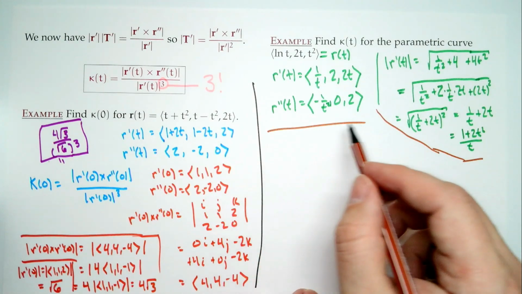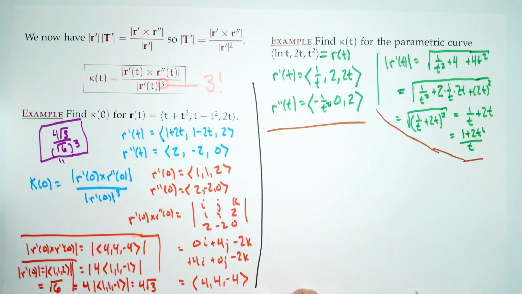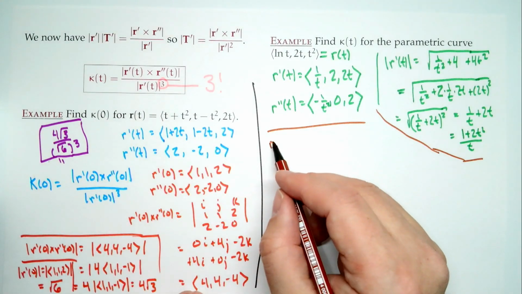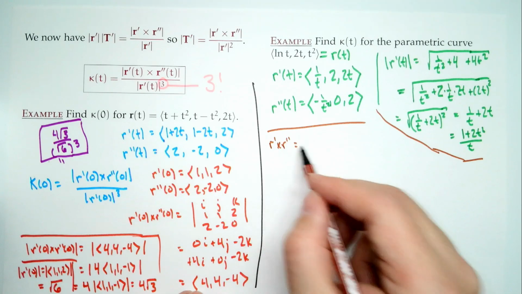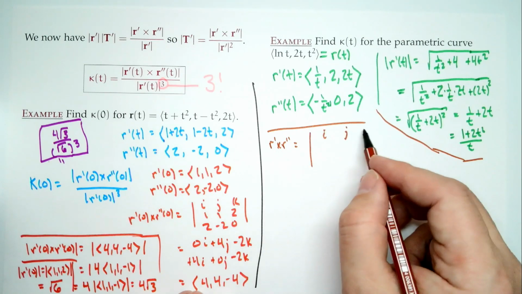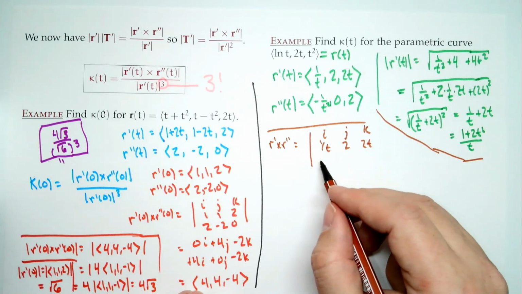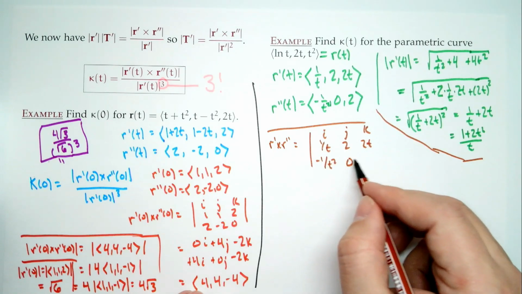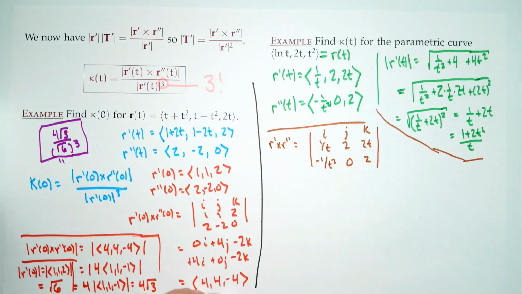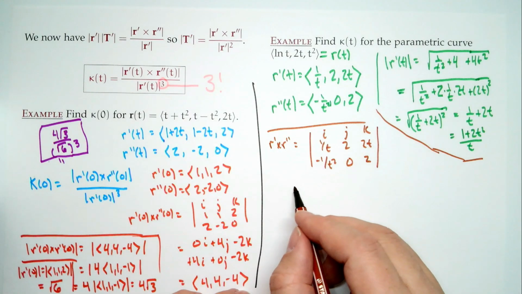Well, that means our next step has to be, we've got to tackle that cross product. Okay, so r prime cross r double prime. I, j, k, 1 over t, 2, 2t, minus 1 over t squared, 0, 2. Okay, good times ahead. All right, so again, even if there's a function of t, you don't change the rule. The rule is always the rule. So we just go ahead and do the cross product like we would anything else.